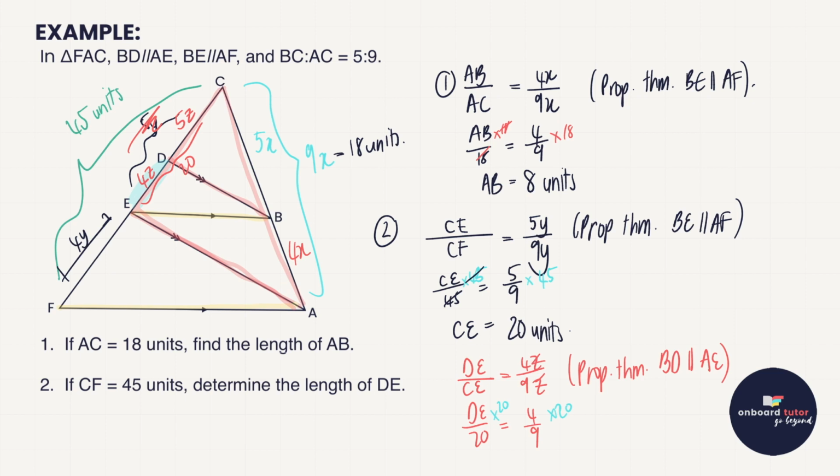Okay, and so then what we want to do is those will cancel, those 20s. And so it's going to be 4 times 20 divided by 9. And that gives us 8,88 or 8,89 when we round off. So DE is equal to 8,89 units. There we go. So that's proportionality theorem at its finest there.